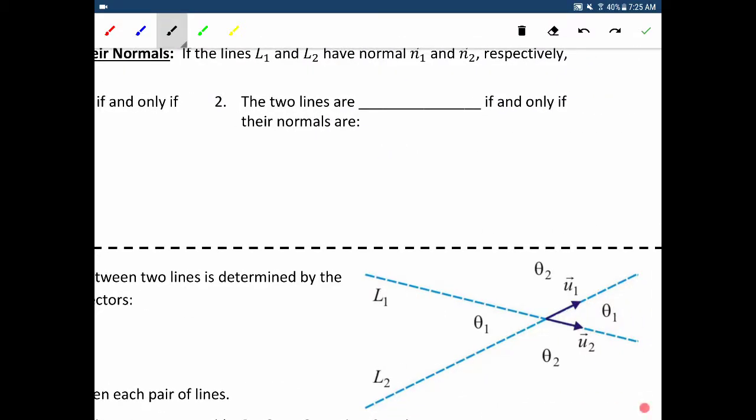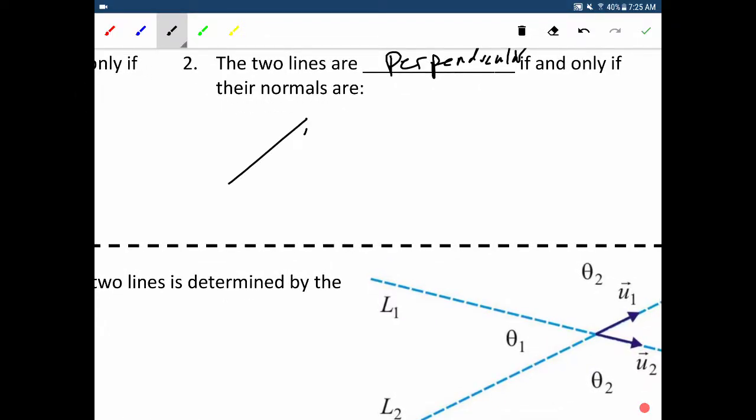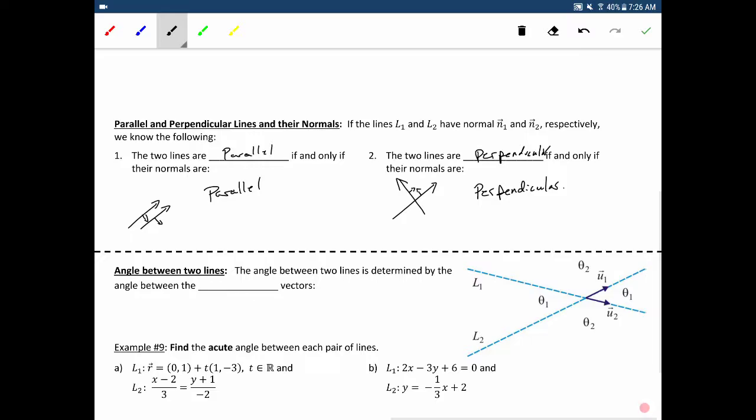So the two lines are perpendicular if and only if their normals are. And again, let's draw what that would look like. That's our two lines, and if I draw our normals, we would have one like that, and we'd have one like that, and you can see that the normals are also perpendicular. There we go.